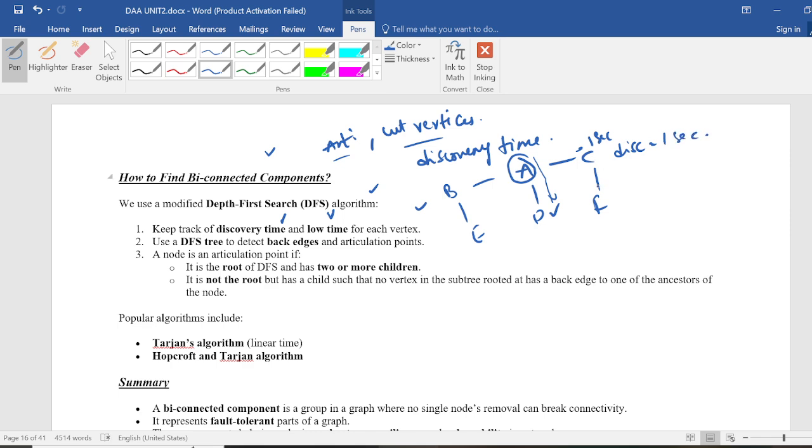If you can go back to node 1 from a child, the low time is equal to 1. Low time is nothing but, for example, if I am traveling from A to child node D, and again going back to node A from the child, then the low time is equal to 1 second. Okay.